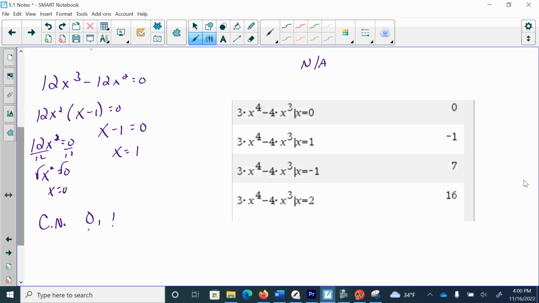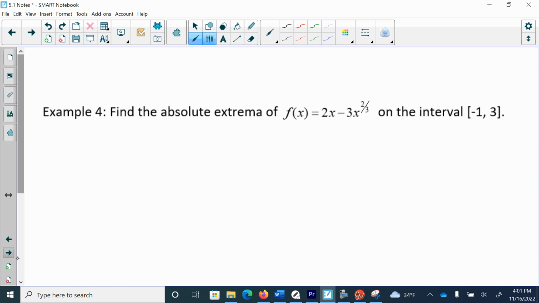So now I'm looking for my absolute extrema. So I want to look for the lowest value. And when I look at my answers, I have 0, -1, 7, and 16. So the -1 is going to be my absolute minimum. And then 16 is going to be my absolute maximum. And I got that by evaluating, and that's probably the easiest way to do it, so you're not trying to do numbers.